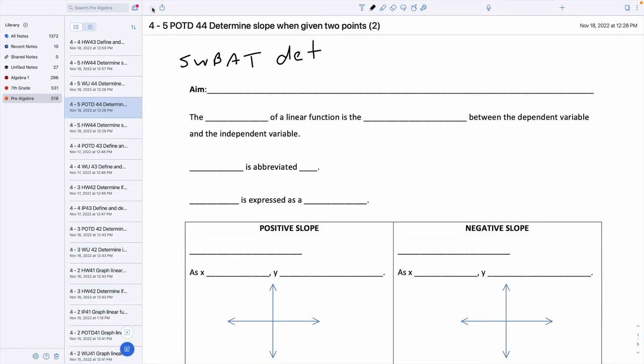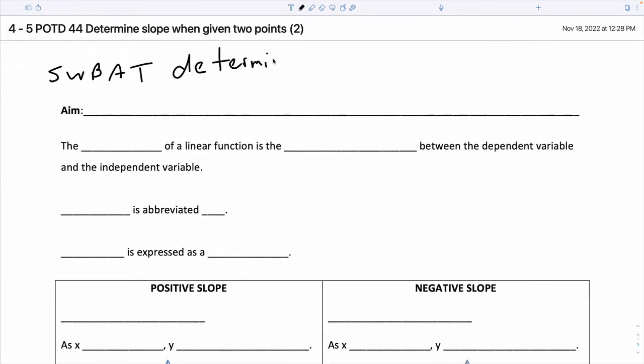Students will be able to determine slope when given 2 points.